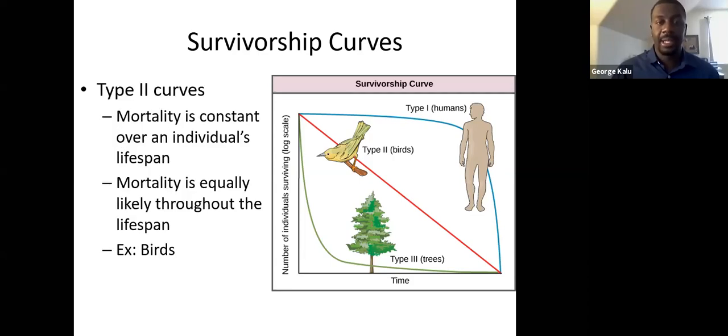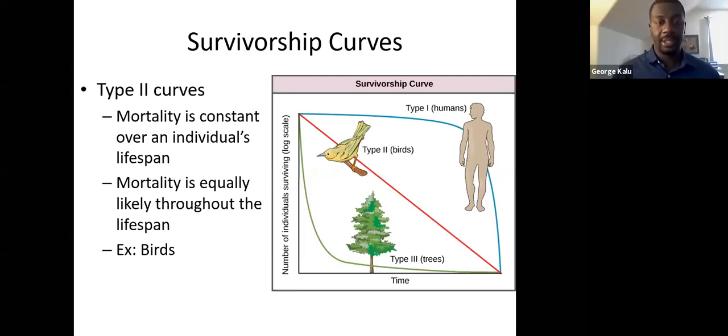Type 2 curves are where you have mortality that's pretty constant across the board. So from one age to the next, the likelihood of dying is about the same. And this is what we see in birds. Whether they're firstborn or later on in life, their likelihood of survival or their mortality rate is going to be pretty much constant. So constant mortality.